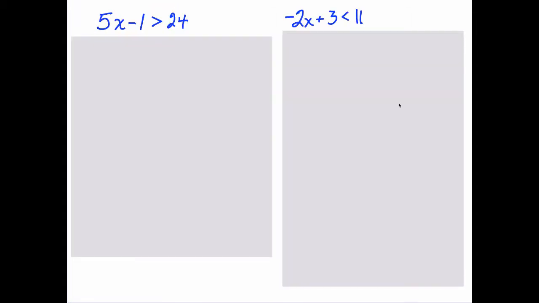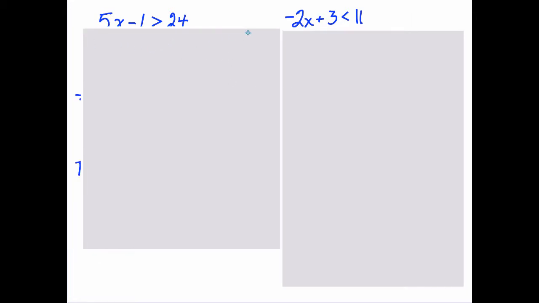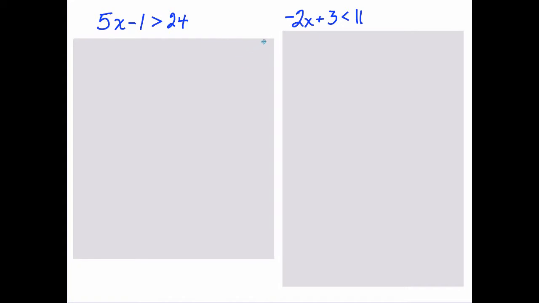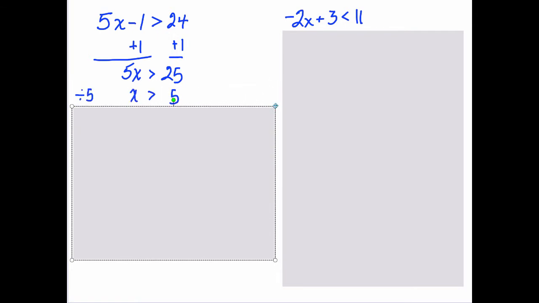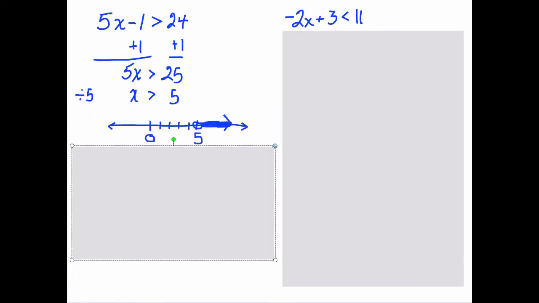Okay, so we'll take a look at the first problem first, of course. And so let's see what we do. The first step would be to add 1 to each side. We get 5x is greater than 25. We divide each side by 5, and we'll get x is greater than 5. Right? And this is what it looks like on a number line.